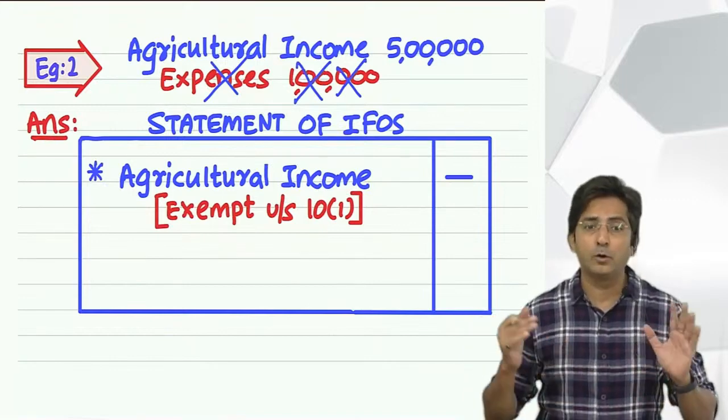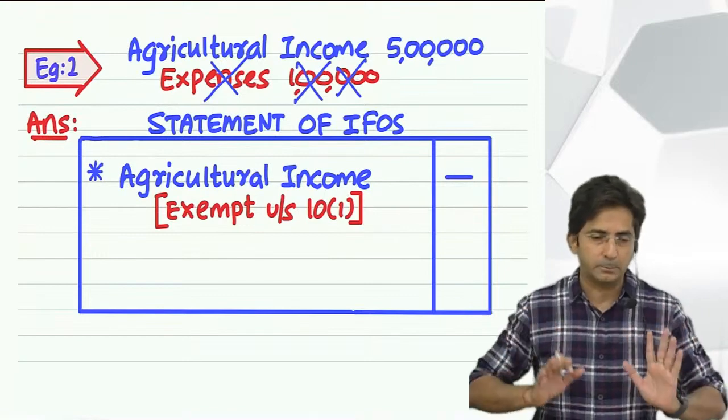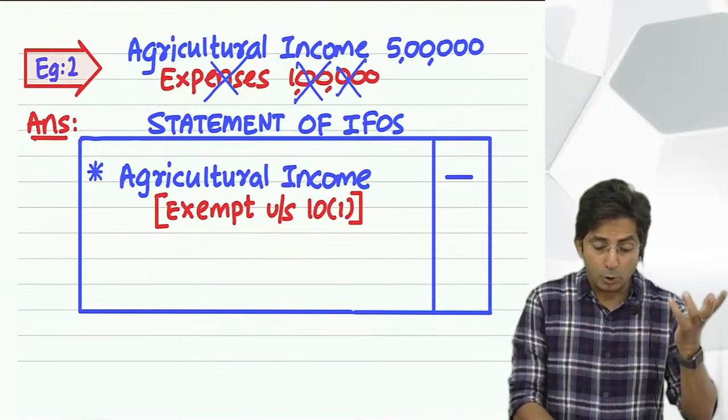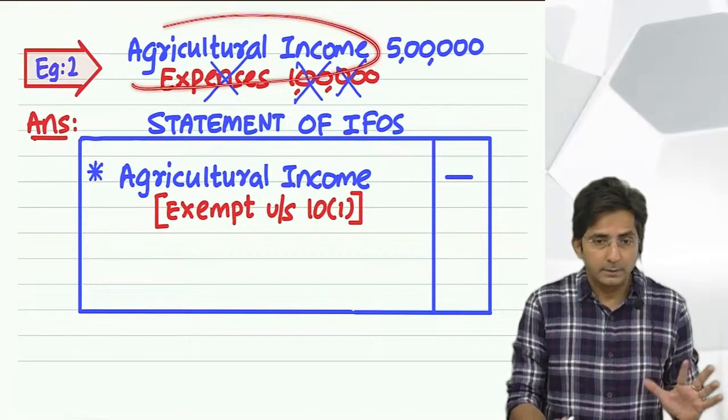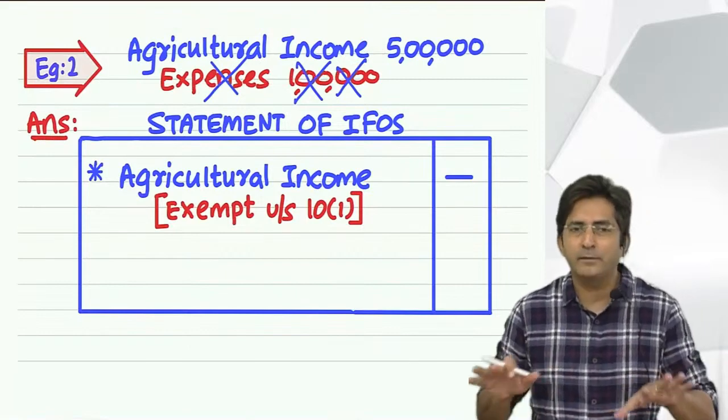Exempt income, ignore the expense. What did I say? Taxable income, deduct the expense. Exempt income, ignore the expense. But don't think Suresh taught something special about agriculture. See, this point doesn't talk about anything special about agriculture. The point is not about agriculture.